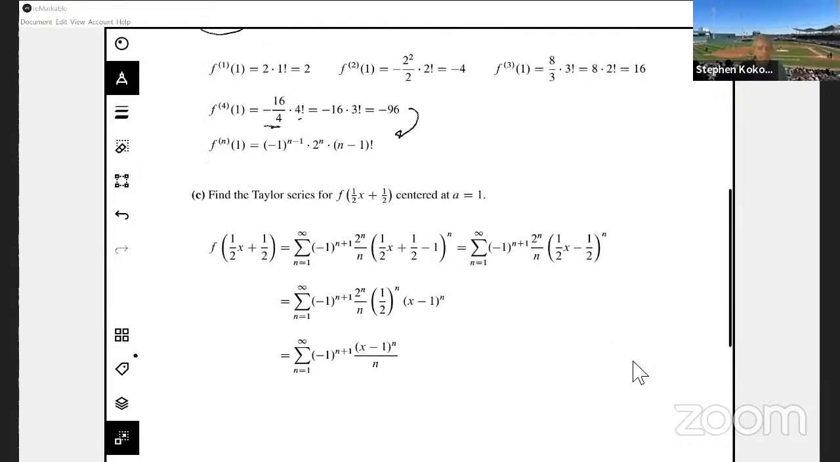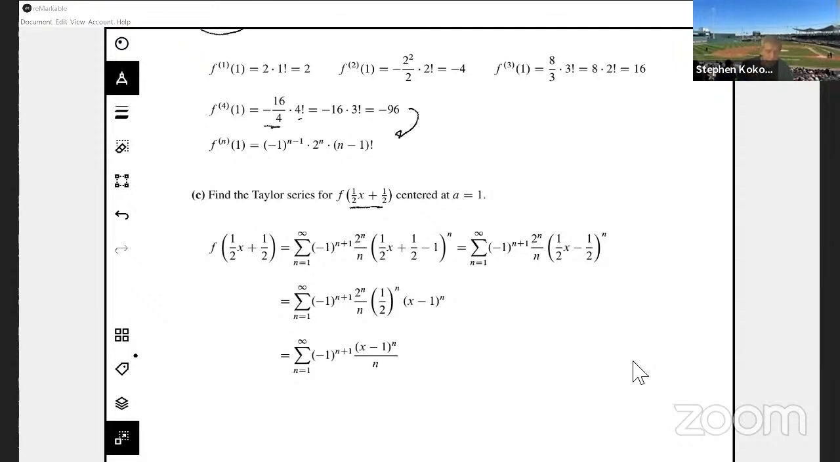Part C says, find the Taylor series for f evaluated at this argument, 1/2 x plus 1/2, centered at a = 1. So I'm first going to think out loud here. How do I solve this problem? I believe what I need to do is take this argument, plug it into the Taylor series, and try to manipulate the Taylor series so that I end up with an expression that has a summation that has that x minus 1 term to the nth power.